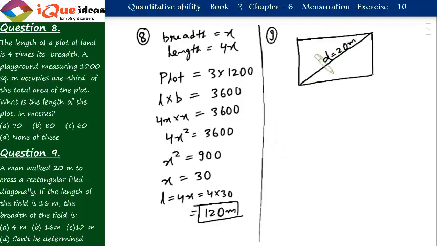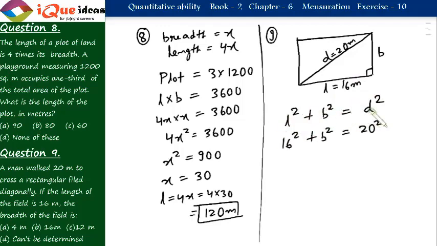Okay, if the length of the field is 16 meters, so let's say L is equal to 16 meter and we have to find B, right? So there is a direct formula. This is a right angle triangle that we can use, and from here we see that L square plus B square should be equal to D square. Now L square would be 16 square plus B square is equal to D square is 20 square.